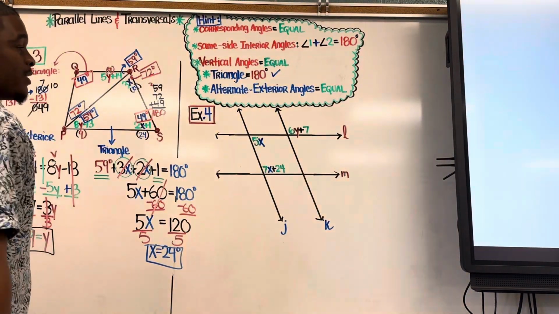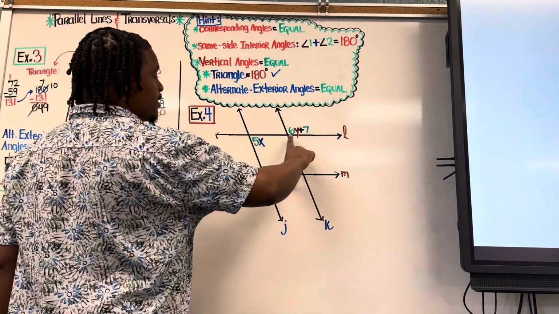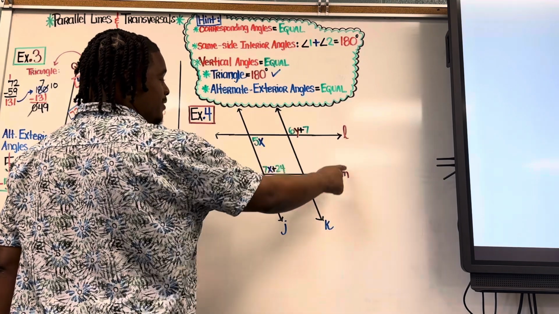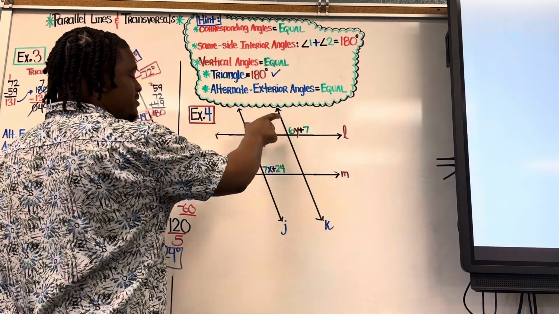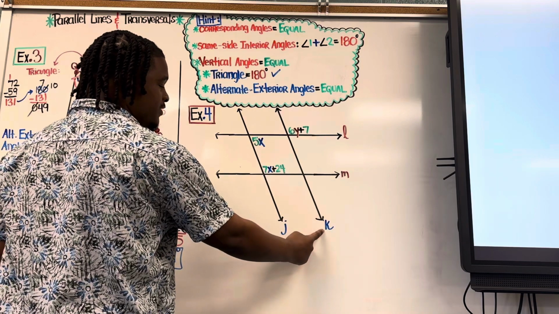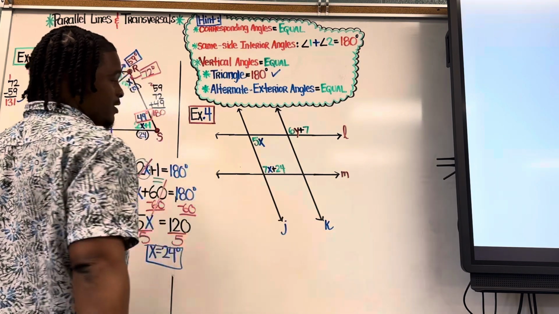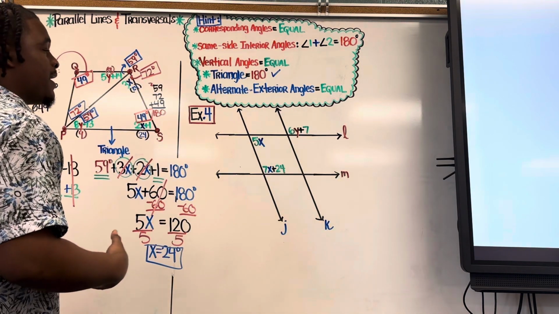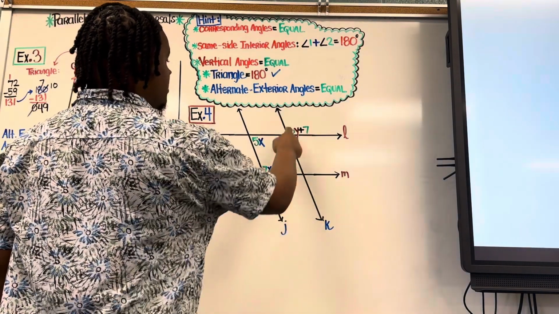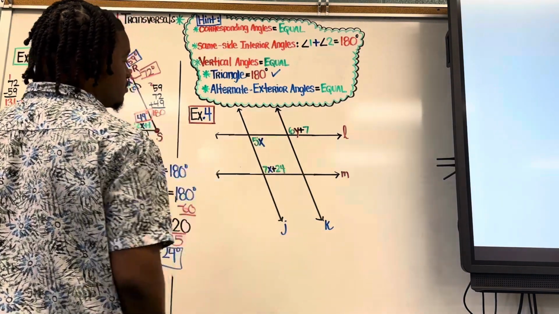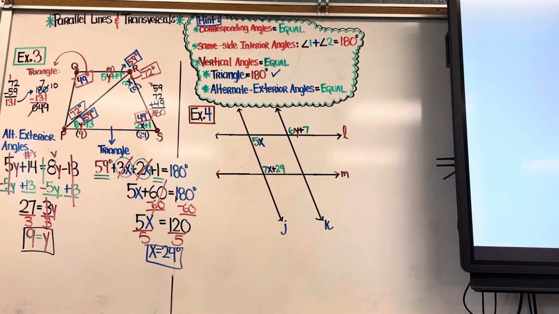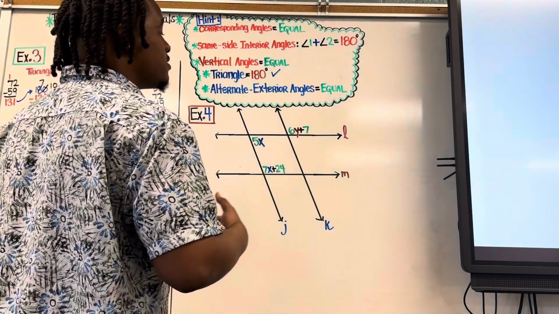And in example 4, we have these two parallel lines that are labeled L and M, but they both are intersected by these two transversals, J and K. Because they're intersected by J and K, that creates so many different angles that we need to find the measurements for. They did give us expressions that represent some of the angles.